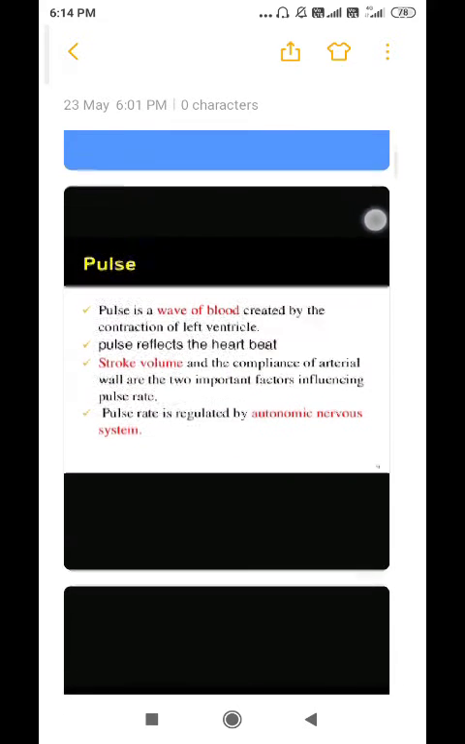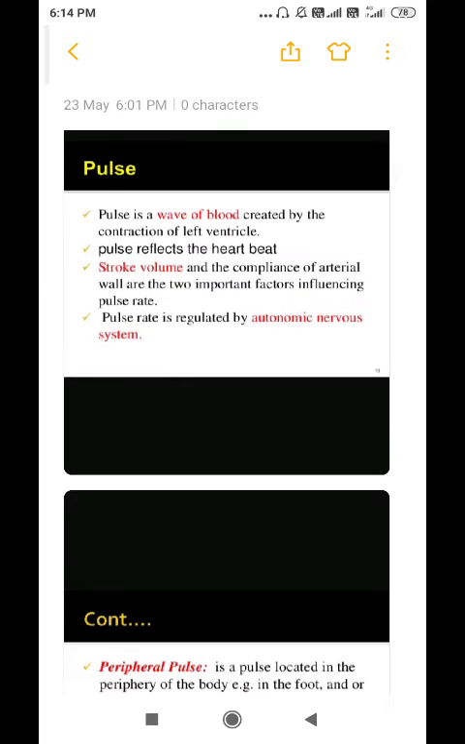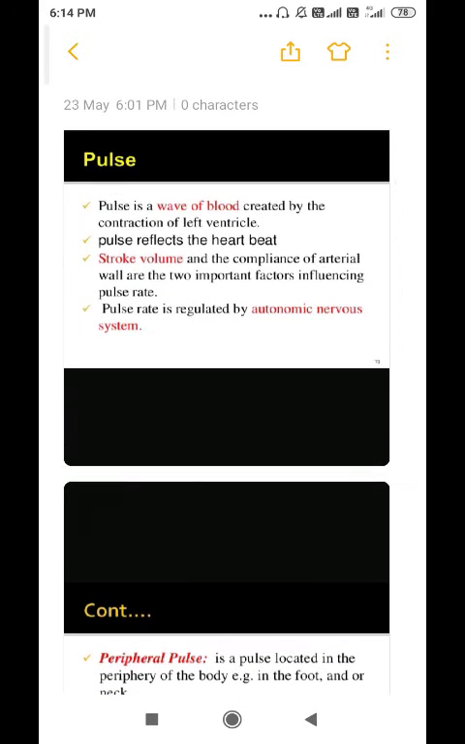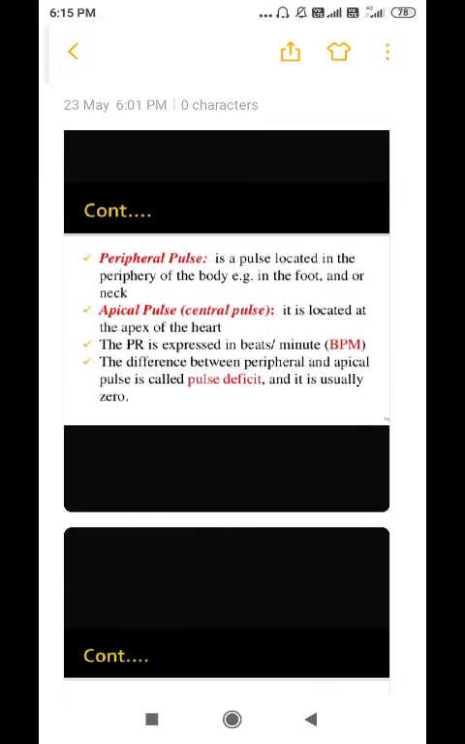Pulse is a wave of blood created by the contraction of the left ventricle. Pulse reflects the heartbeat, and stroke volume and the compliance of the arterial wall are the two important factors influencing heart rate. Pulse rate is regulated by the autonomic nervous system. Already I told you the two important factors. Now, peripheral pulse and apical pulse.